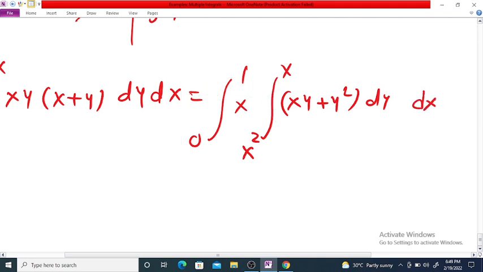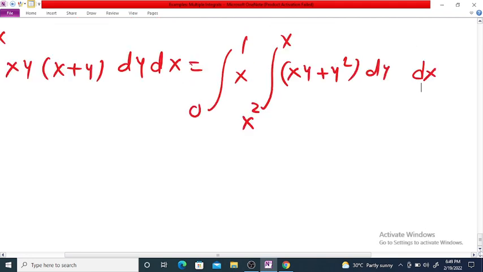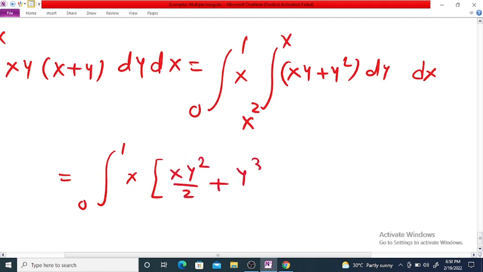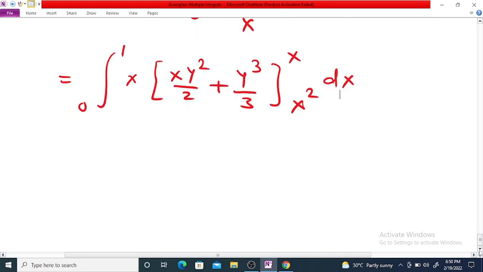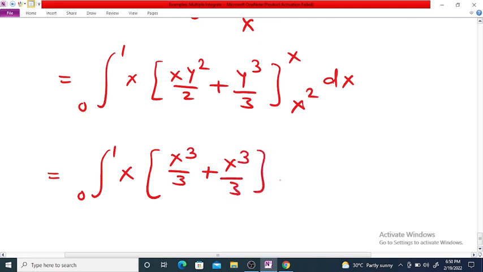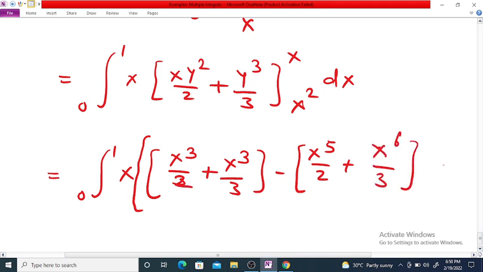We write here dx, then this is equal to the integral from 0 to 1 of x times the integration of y, which is xy square by 2, and the integration of y square, which is y cube by 3, from x square to x, dx. So this is equal to the integral from 0 to 1 of x times, if we substitute the upper limit, x cube by 3 plus x cube by 3, minus, for the lower limit, x raised to 5 by 2 and x raised to 6 divided by 3, into dx.